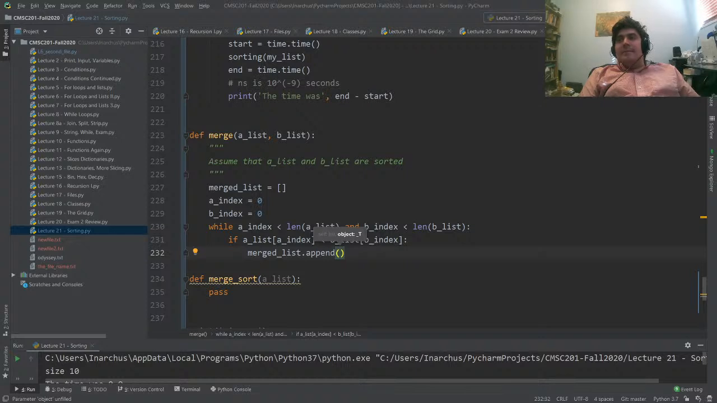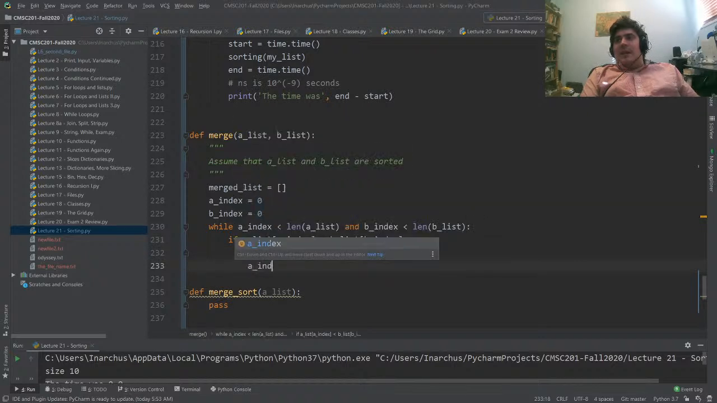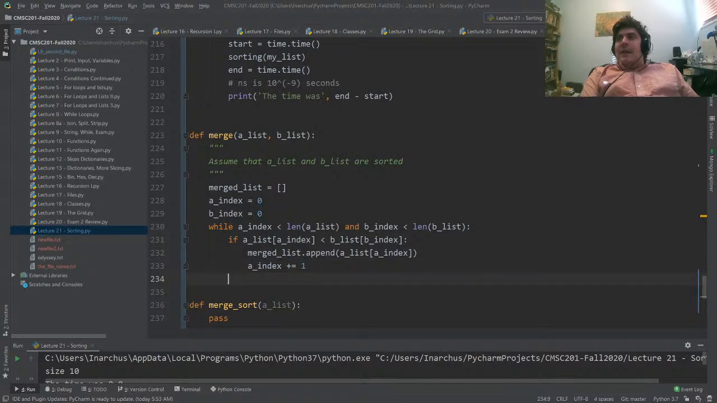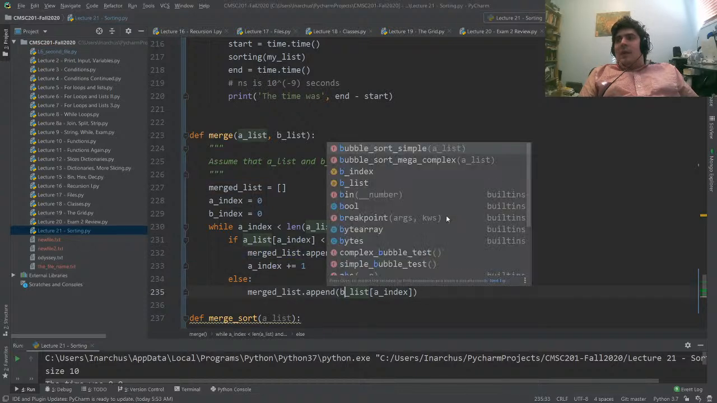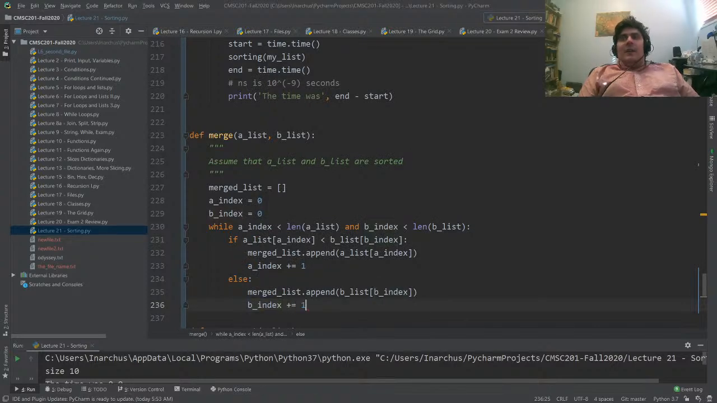What is it going to append? A list at A index, and then A index plus equals 1. And then else, merge list dot append B list B index plus equals 1. So what is this going to do?